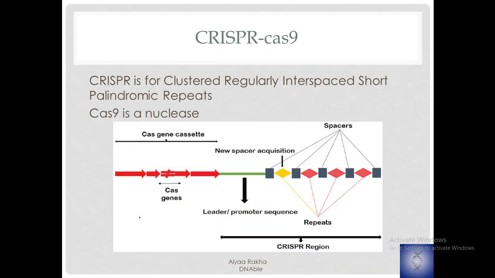This figure shows the structure of CRISPR-Cas9. This genome is a bacterial genome, and these are the spacers found between the short palindromic repeats. Here, the Cas9 gene, which encodes the Cas9 protein. Cas9 protein is a nuclease that is necessary for DNA cleavage.